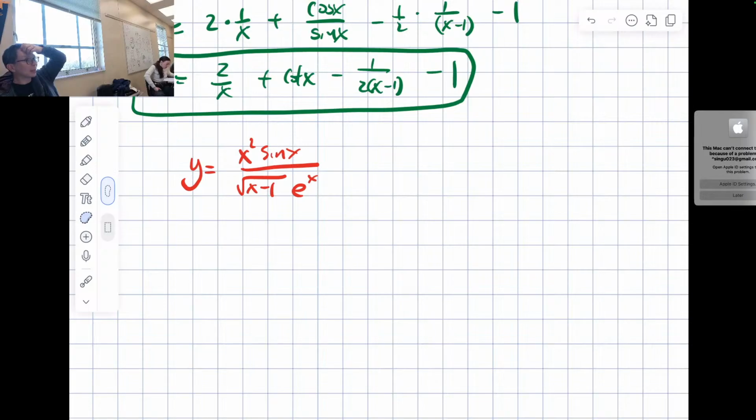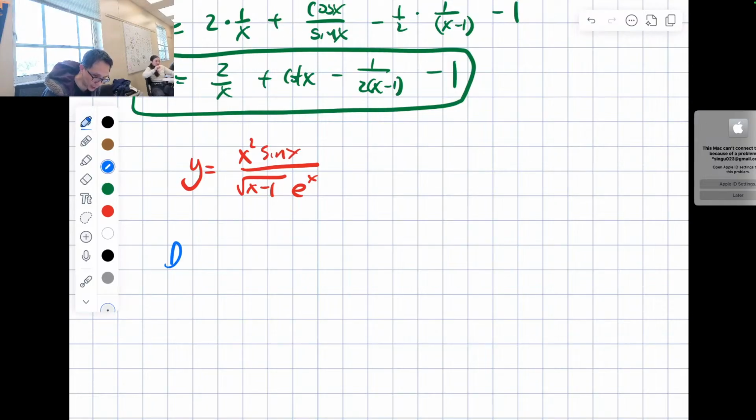When something is as complex as this, that deals with more than 2 rules, in this case there are going to be 3 rules involved, then I will probably choose to do a logarithmic differentiation. And you're going to be like, there is no natural log. But the thing about math is this: you can take the natural log of both sides, right? So the only step that's slightly different than before is you can do natural log of y is equal to natural log of x squared sine of x over square root of x minus 1 e to the x. So natural log both sides.